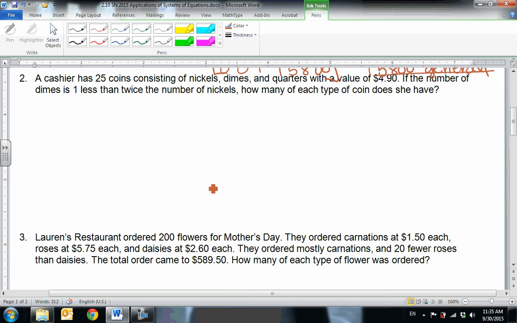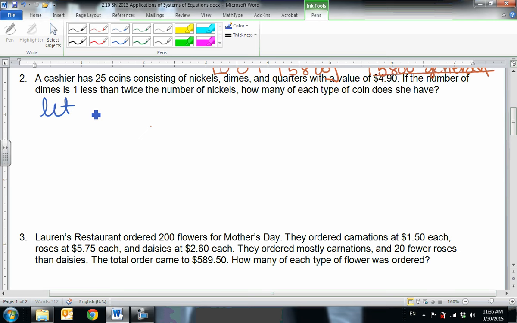A cashier has 25 coins consisting of nickels, dimes, and quarters with a value of $4.90. If the number of dimes is 1 less than twice the number of nickels, how much of each type of coin does she have? All right, so what's the first thing we're always going to do? Good, define your variables.